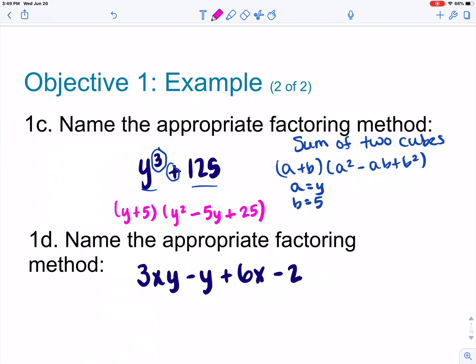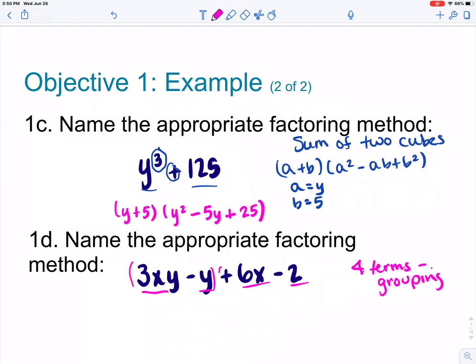Okay, 1d. The first thing I noticed is that, again, there is not a GCF that I can factor out. But then the next thing I notice is that there are 4 terms. So with 4 terms I would try to factor by grouping. So the appropriate factoring method would be grouping. We could just review that real quick. Let's see if we can do it.